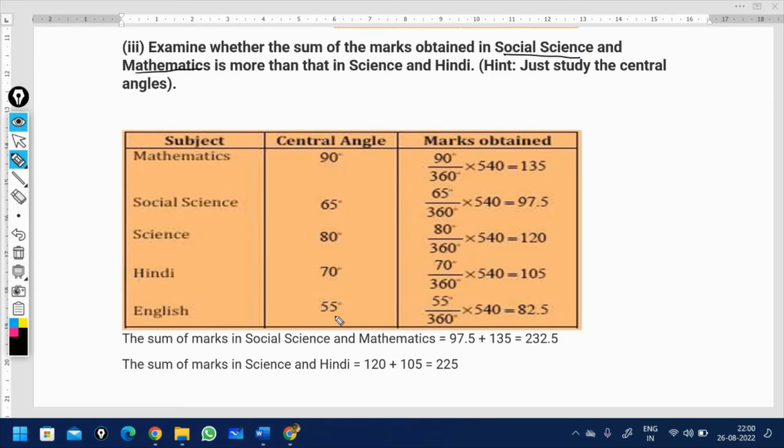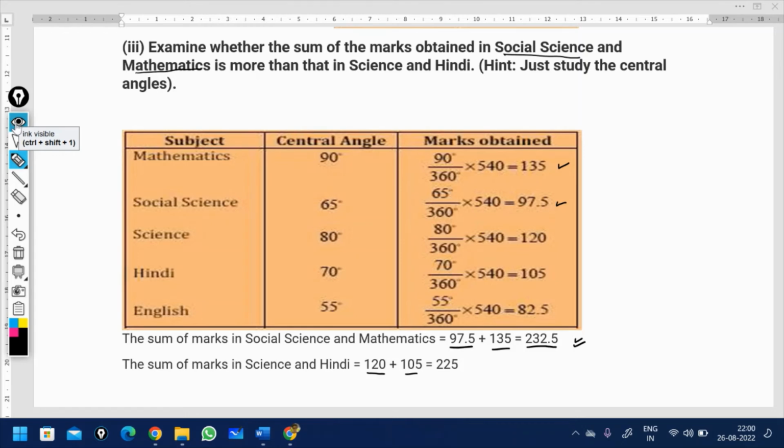So the sum of the marks in social sciences, we have 97.5. So we write that. And then mathematics is 135. And when you add this up, this gives us 232.5. We have to find the sum of the marks in science and Hindi. So in science, 120 marks are there, and Hindi is 105. The total is 225. And can you tell me which one's more? Yes, we can clearly see that this one is more.